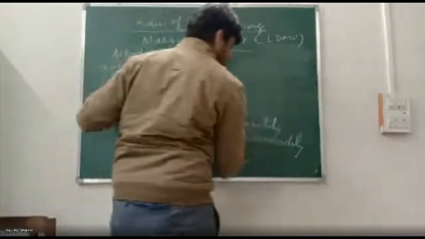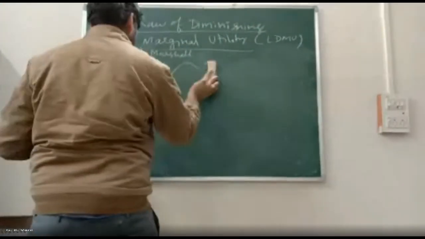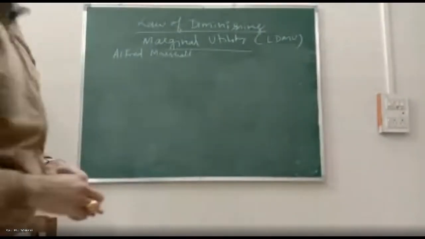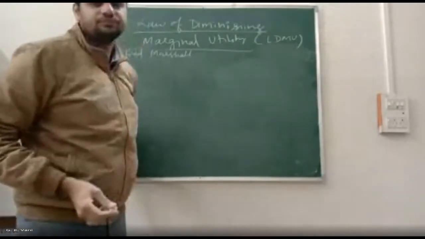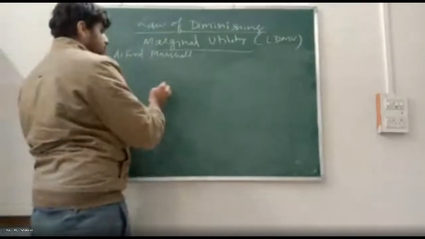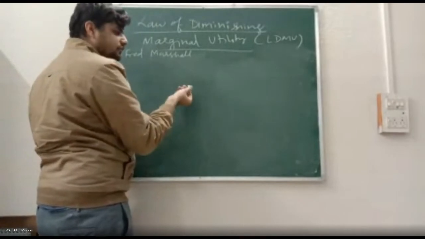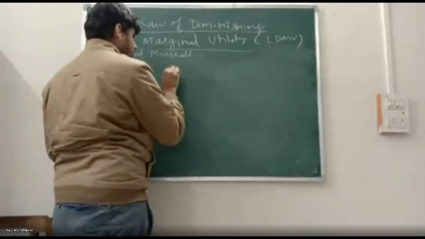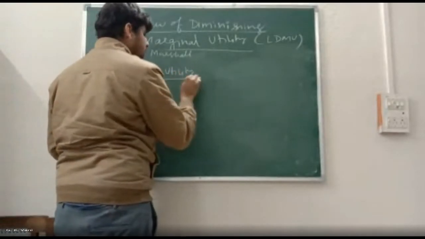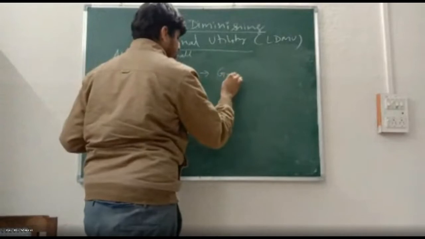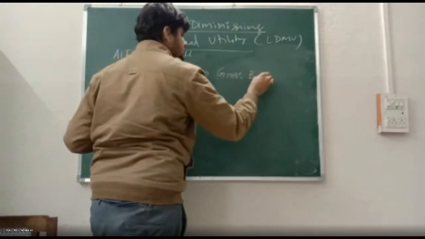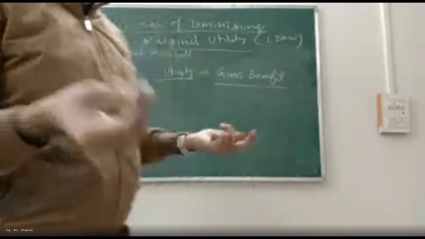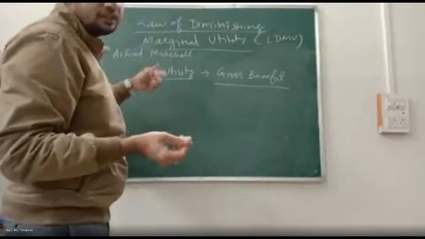Now coming to the rationality aspect. So we all say, what is the benefit in this consumption of commodity? Utility is the benefit part. Utility is your gross benefit from consumption of commodity, right? This is the gross benefit you are getting. Why do you consume a commodity? Just because you get utility.